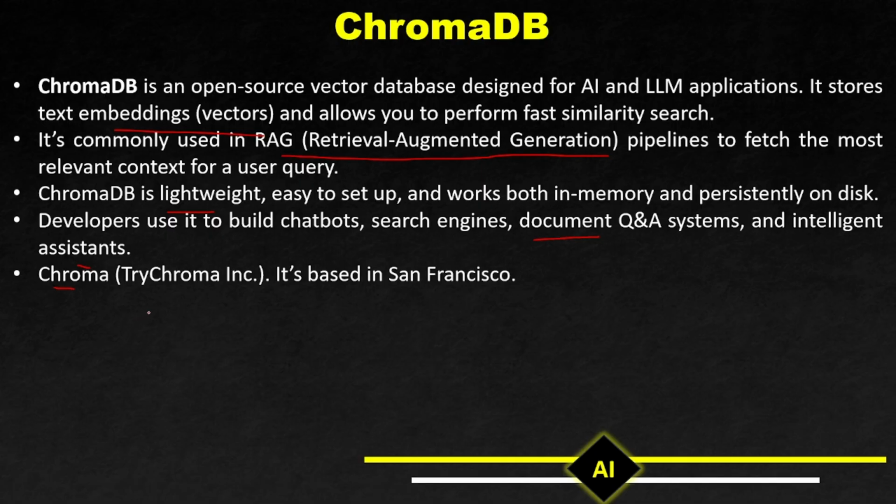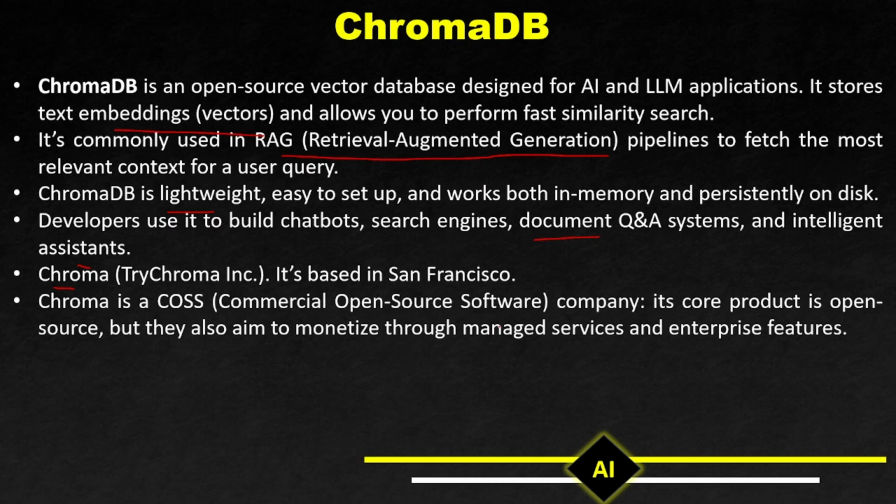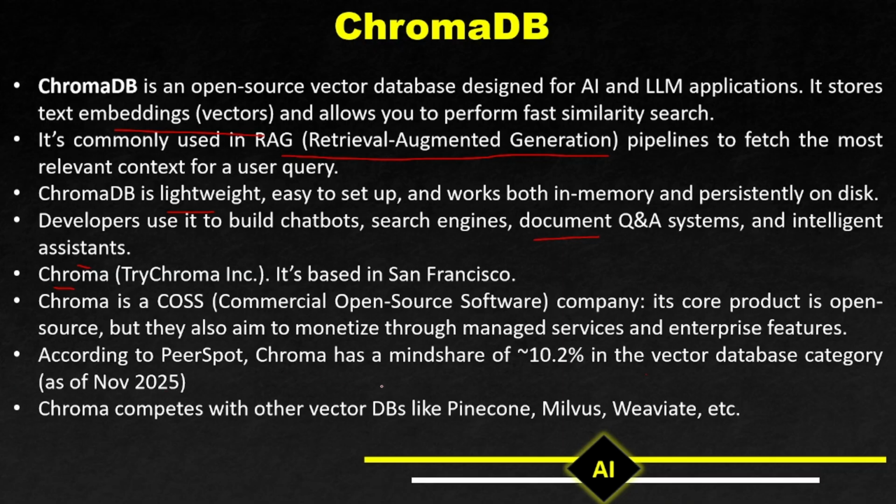Chroma is owned by Chroma Incorporated. It is based in San Francisco. Chroma is a COSS, that is commercial open source software, wherein you can use the core Chroma features, but for services it may charge. According to a peer report, Chroma has a mind share of 10.2 plus or minus percent in the vector database category as of November 2025. Chroma competes with other vector DBs like Pinecone, Milvus, Weaviate, etc.